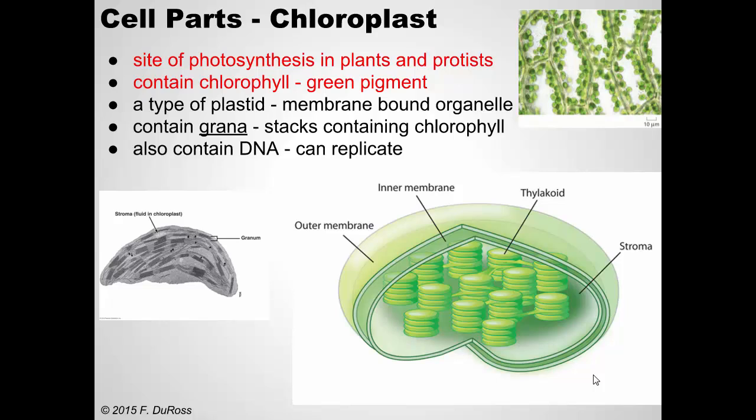They're a type of what we call a plastid, which is a membrane-bound organelle that has various pigments. The chloroplast looks like sort of a disc shape, if you look closely, and it has these stacks of discs that contain chlorophyll, called thylakoids, and these stacks are called the grana. The space around them is called the stroma. It's a double layer, an inner and outer membrane. Here's an actual electron micrograph image of what a chloroplast looks like.